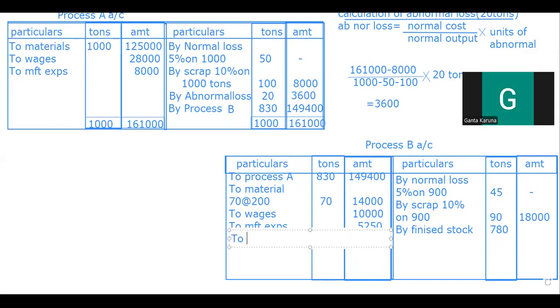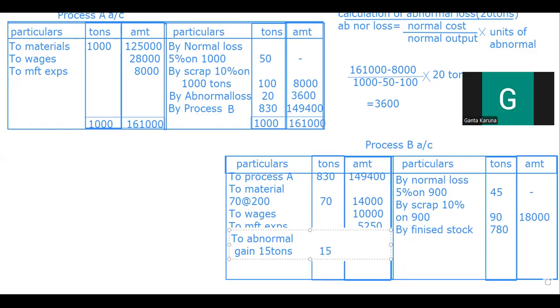So how much abnormal gain have I got? 15 tons I got. Because I have told you people that I am left over with 765, but he's saying it's not 765. You are actually sending out 780. So 15 units I got from somewhere. Now I need to find out this value also.